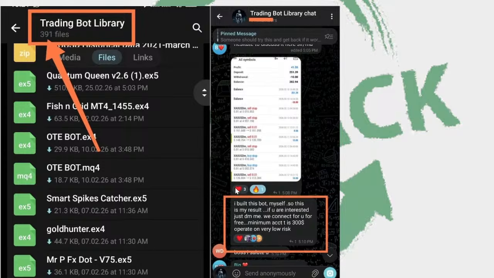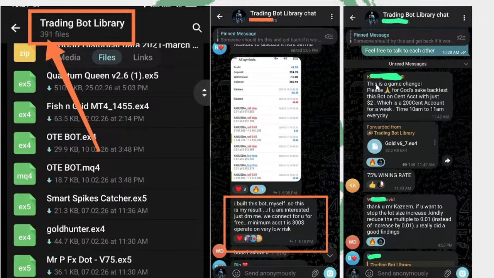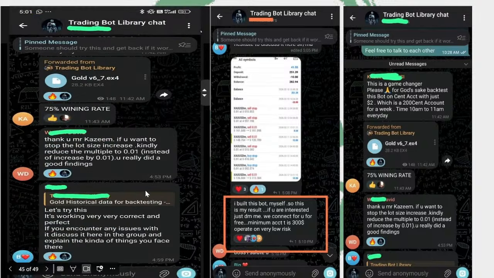You can see there is a chat group where our students are chatting. He said, "I built this bot myself, so this is my result. If you're interested, send me a DM, we can connect." So he said, "This is a game changer, please, for God's sake, backtest this bot on a sent account." They send the bots to each other. "Thank you, Mr. Kazim. I want."